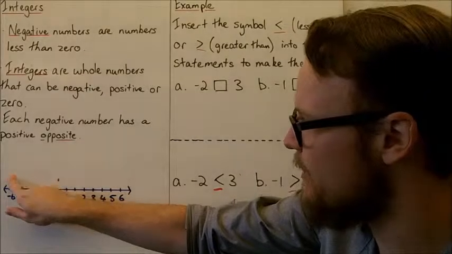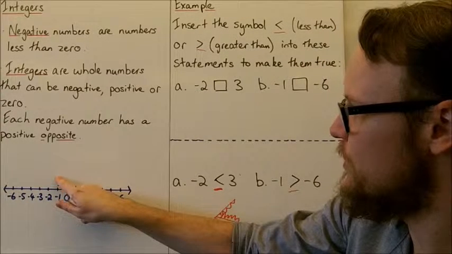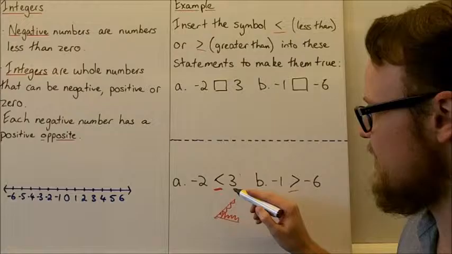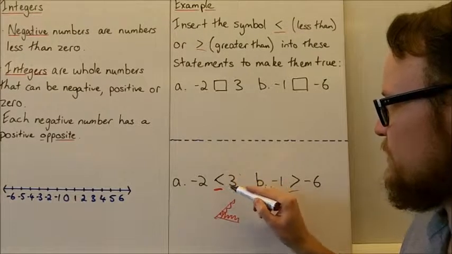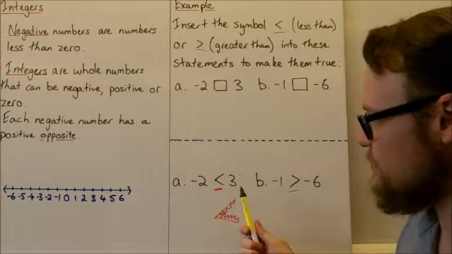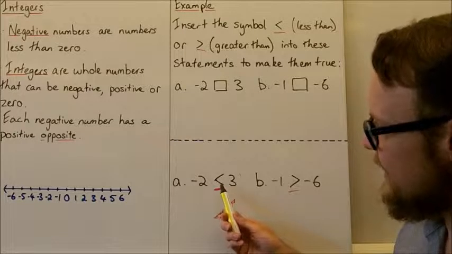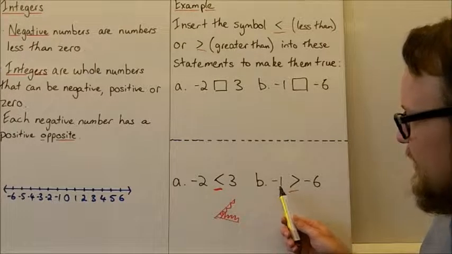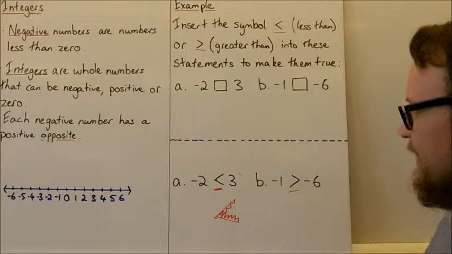We need to remember, however, to make sure that when we're saying the statement, we might have inserted the symbol in the correct way, but we need to read the statement from left to right, just like we would read other text. So here, -2 is less than 3, and -1 is greater than -6.